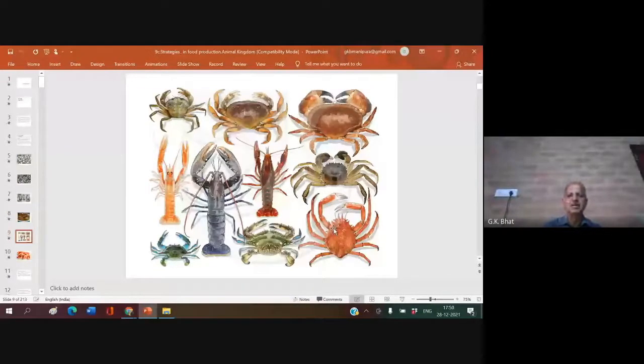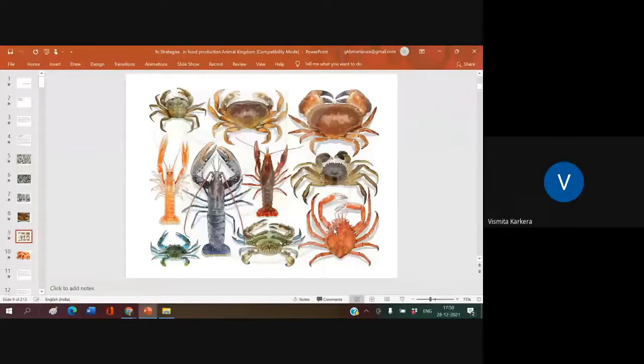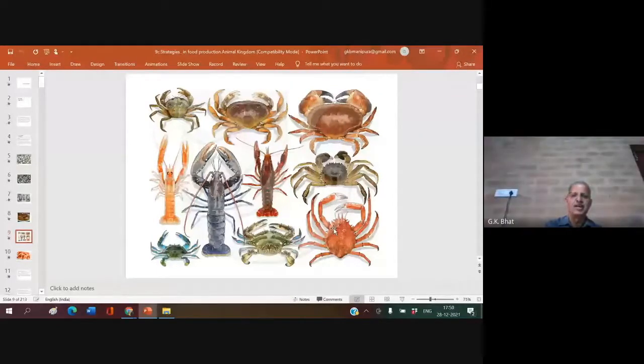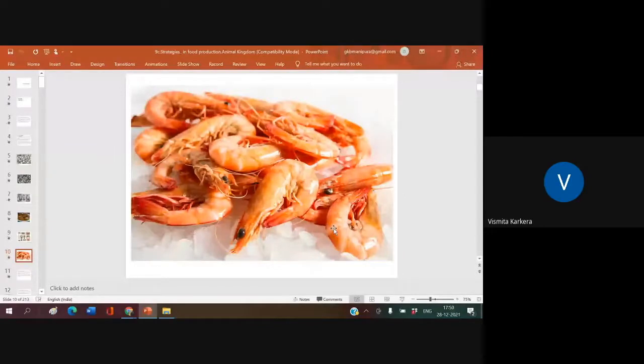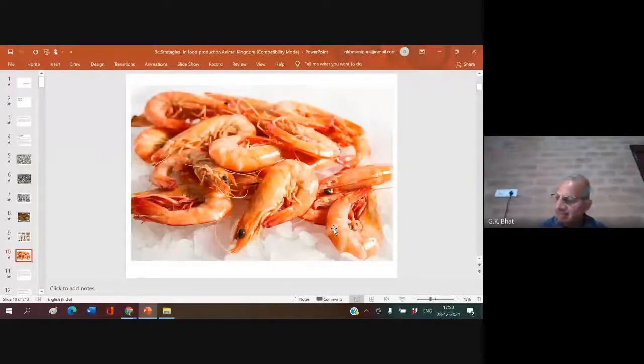Crabs, lobsters. These are all examples of fin fishery or shell fishery? Shell fishery. All very tasteful, delicious food. And what is this? You heard about it? This is shrimp, or it is also called prawns.